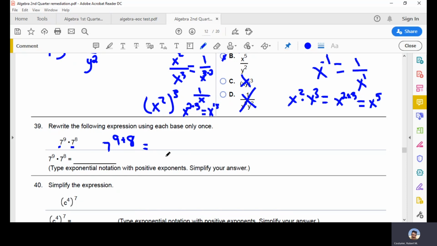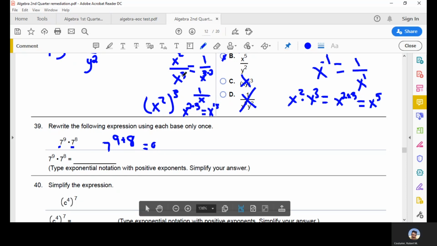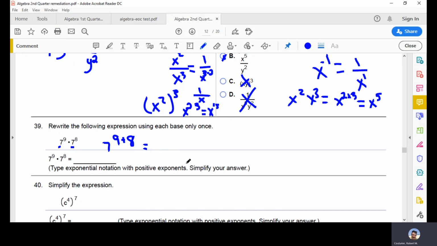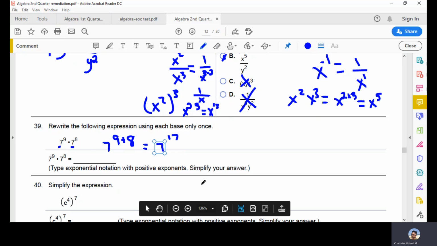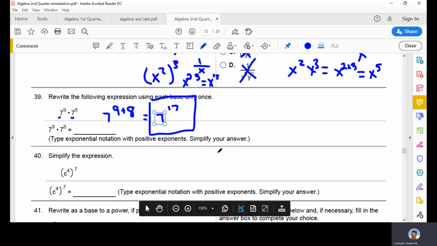And 9 plus 8 is what? I hope you know it. We use these calculators and then we forget all of our math skills. 17. 7 to the 17th power. I don't believe they're having you actually calculate that. They just want you to represent your answer like this so you know what your rule was, okay?